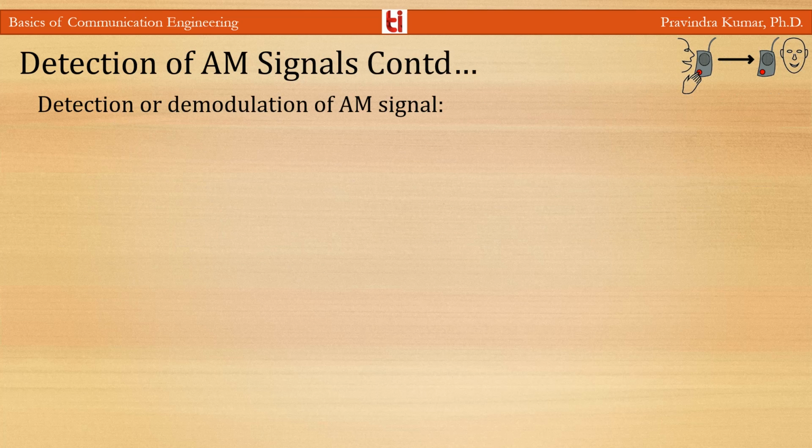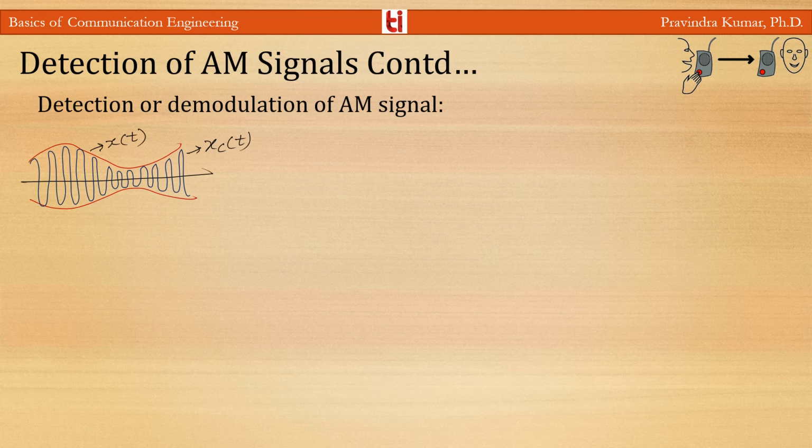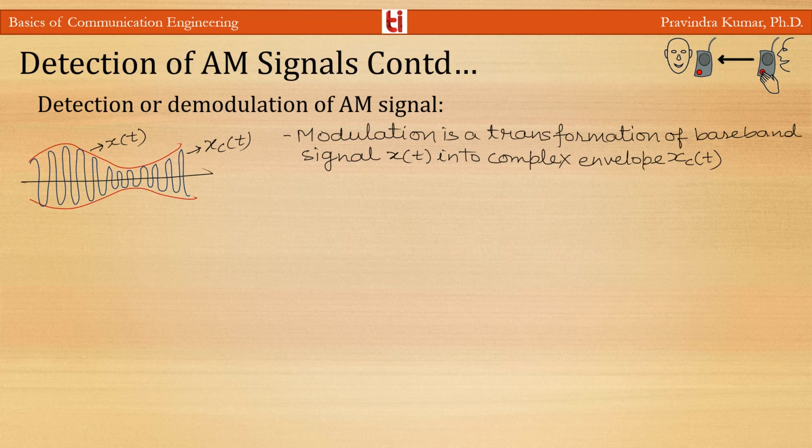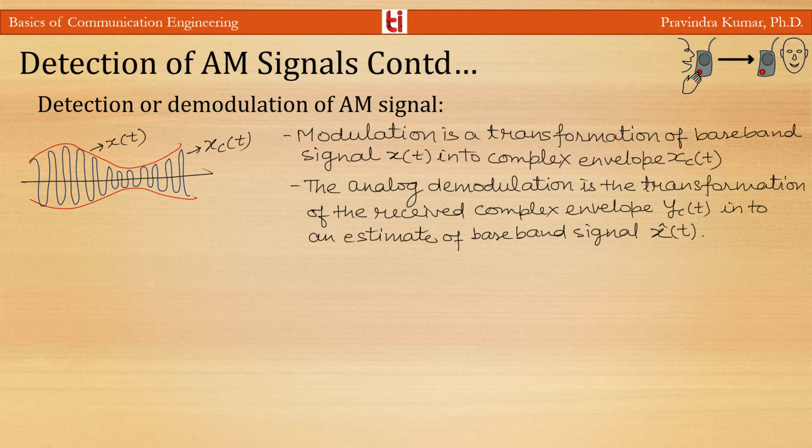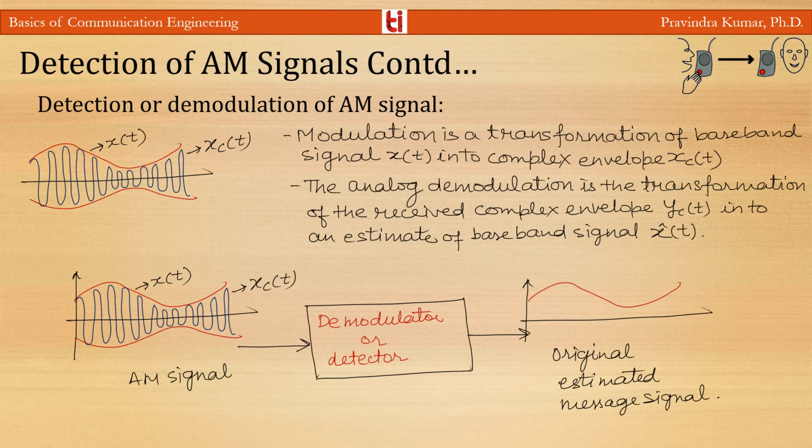We know the analog modulation is transfer of baseband signal x(t) into complex envelope xc(t), and the analog demodulation is a transformation of the received complex envelope into an estimate of the message or baseband signal. So the process of detection or demodulation is the process of recovering the message signal or baseband signal from the received modulated signal. Here you can see this is the amplitude modulated signal xc(t), and the envelope is the modulating signal, and here the demodulator or detector gives you the baseband signal. This is the baseband signal or message signal.